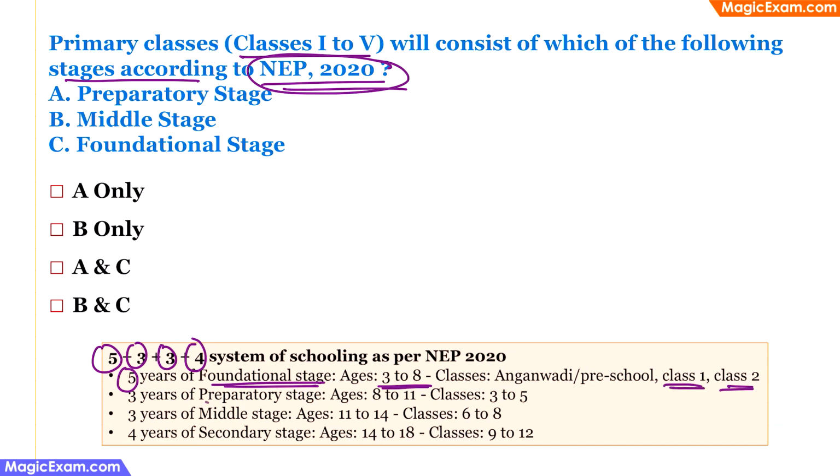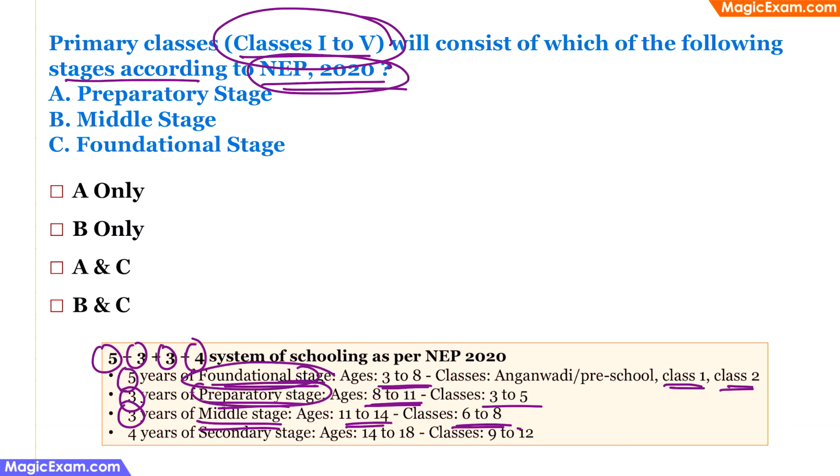And then comes the preparatory stage, which is for 3 years, for ages 8 to 11, and this is for classes 3 to 5. And then comes the 3 years of middle stage, that is 11 to 14 and classes 6 to 8. Now here they are asking us classes 1 to 5. So 1 to 5 is basically the foundational stage and the preparatory stage, because 1 and 2 are under the foundational stage and 3 to 5 are in the preparatory stage. So here we have to identify the foundational stage and the preparatory stage. So it is C and A, or A and C. Therefore, the correct answer here is A and C.